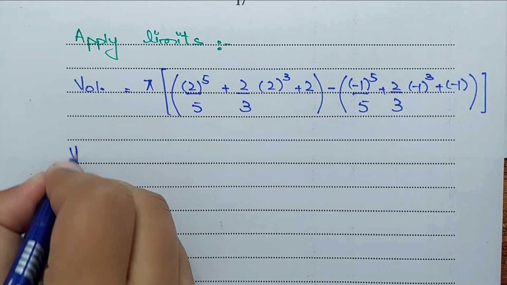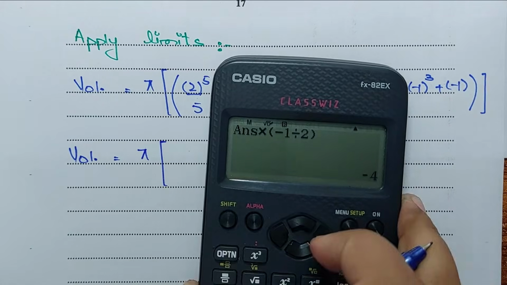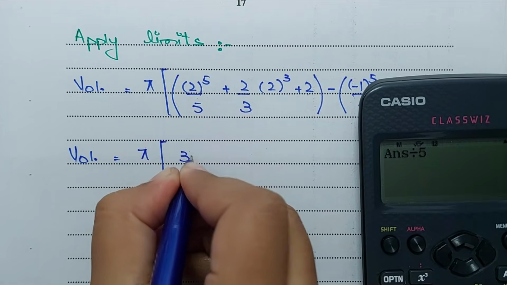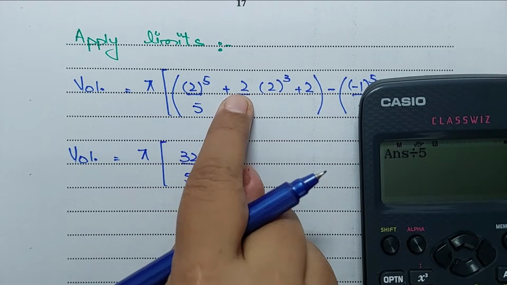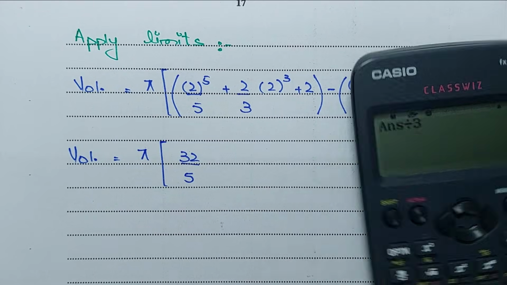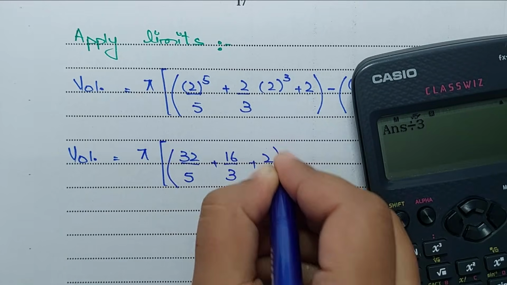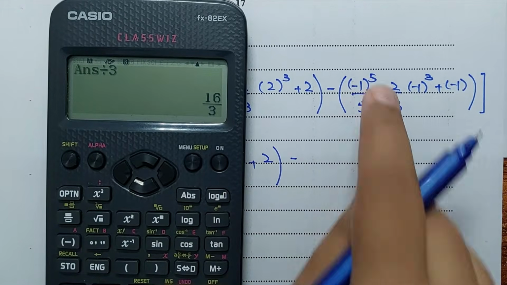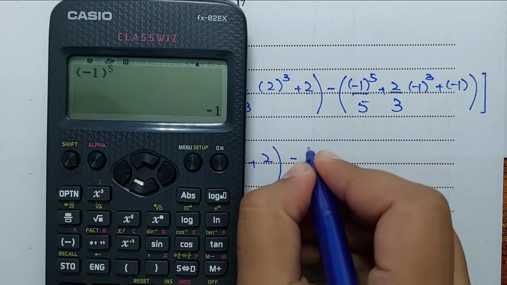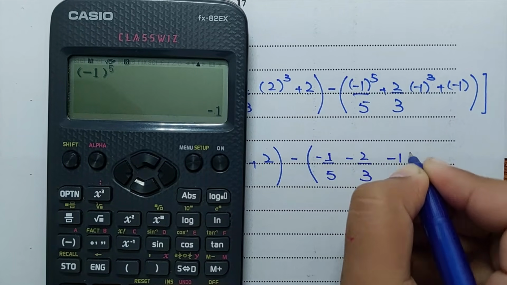Okay. Further simplification, we will get the volume is pi outside. Simplify 2 to the power 5 is 32 divided by 5. And this is 2 cube, multiplying by 2. 2 cube is 8, 8 times 2 is 16, so 16 over 3, and plus 2. Minus -1 to the power 5. Keep in mind, -1 to an odd power is always negative. So this is -1 over 5, -2 by 3, and -1.